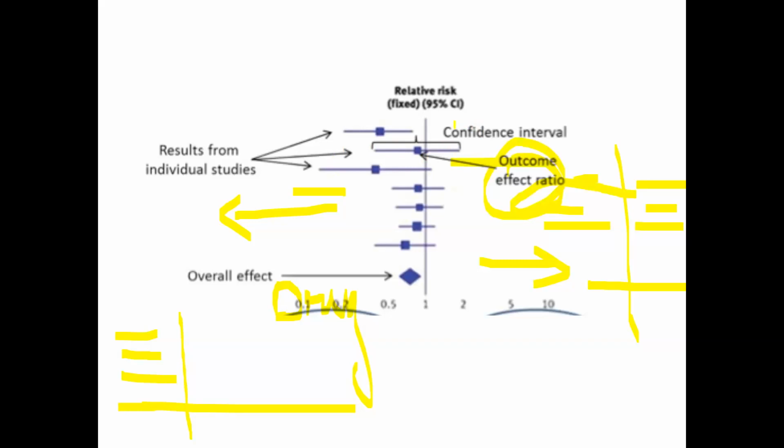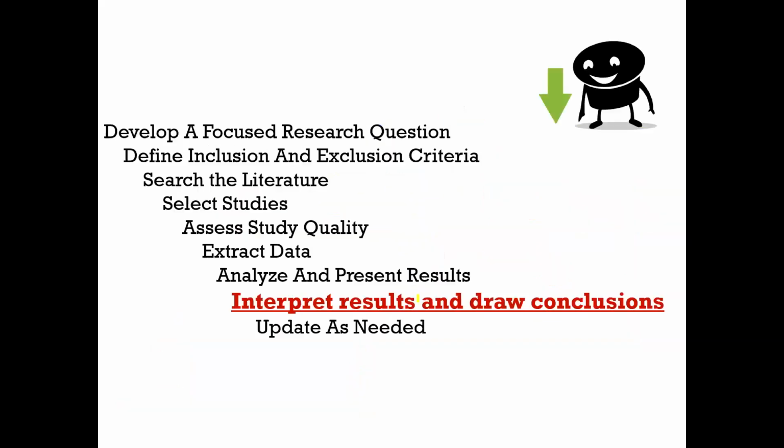So if the confidence interval of the study overlaps with the vertical line, it means this effect is not statistically significant. Like I mentioned, if it crosses this straight line, then it is not statistically significant. So this is about the forest plot.